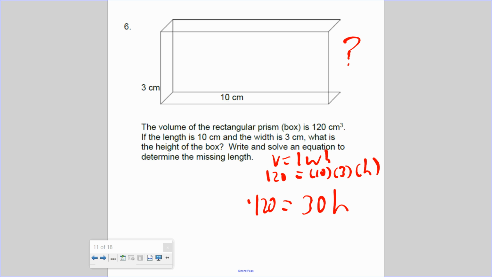So again, this is a one-step equation. I need to isolate h, so I divide by 30. Divide by 30, let's cancel. H equals 4 centimeters. So again, if you are given 2 of the parameters, like the width or the height, and they're missing the length, you make an equation. Write this equation. Be in the habit of writing an equation. You substitute in the numbers, and then you cancel what needs to be canceled.